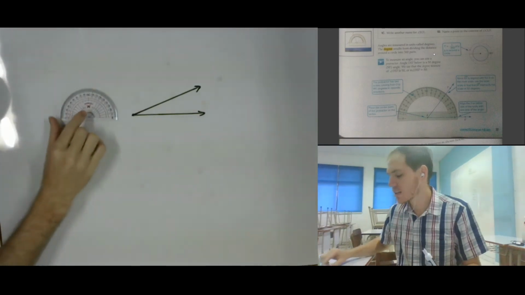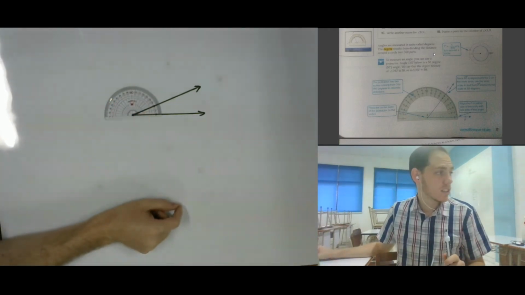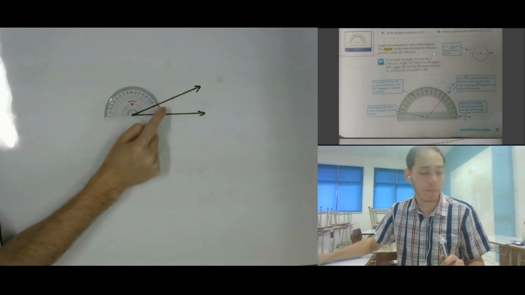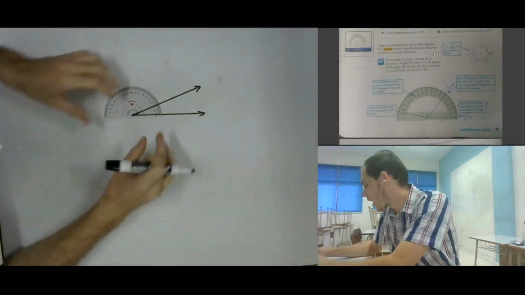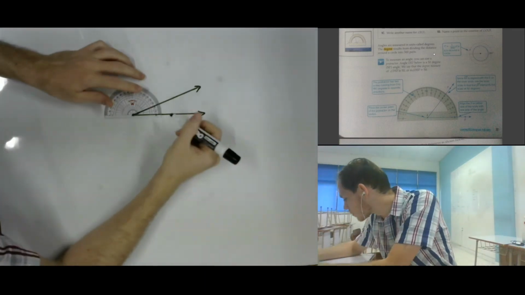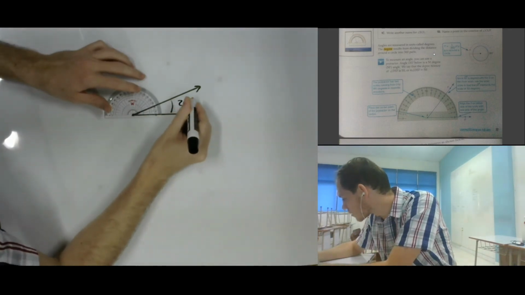If I want to see the measure of this angle, I'm going to put my protractor right over the vertex. I put the vertex right there, and then I see where it measures. This is roughly 20 degrees. I'm impressed. Why am I impressed? Because I've got to be impressed with some things.